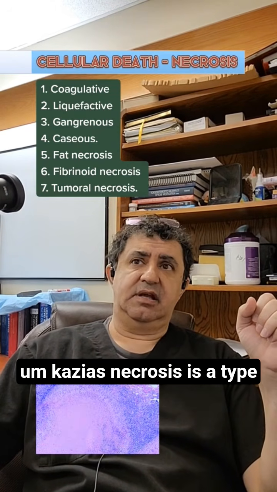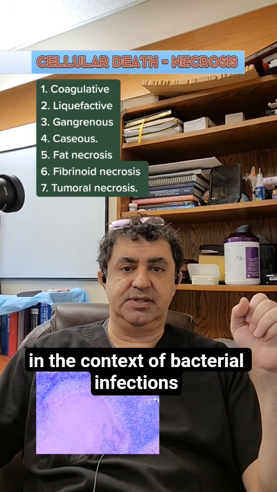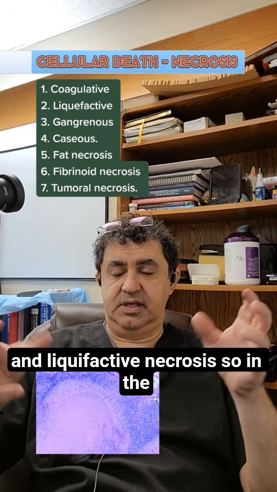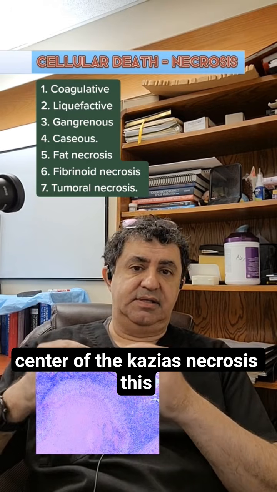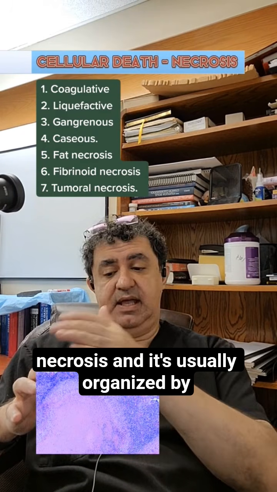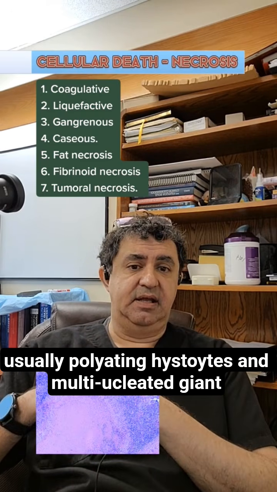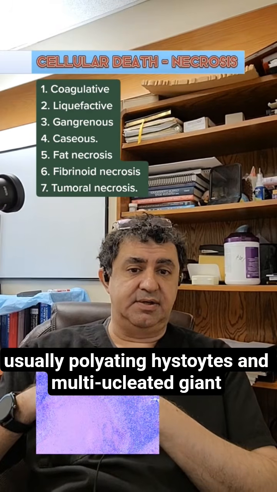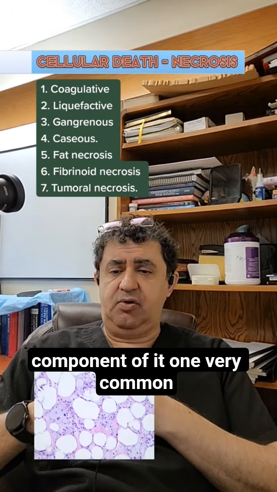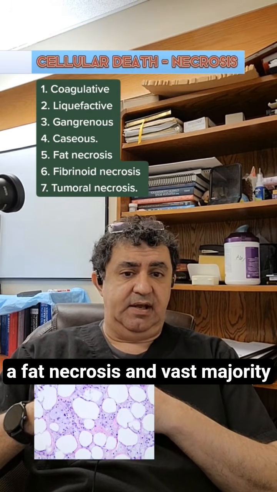So caseous necrosis is a type of necrosis which we see usually in the context of bacterial infections. So it's a combination of coagulative and liquefactive necrosis. So in the center of the caseous necrosis, this cheese-like material, it's actually liquefactive necrosis, and it's usually organized by granulomatous reaction around it, which is usually palisading histiocytes and multinucleated giant cells, and that is the coagulative component of it.